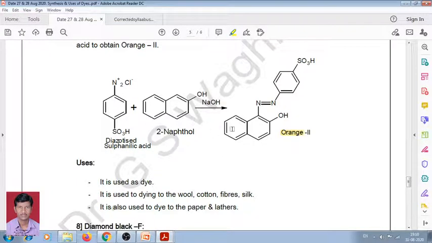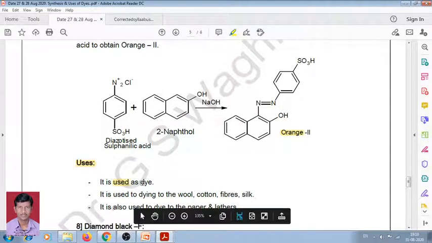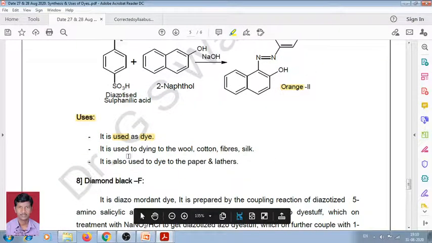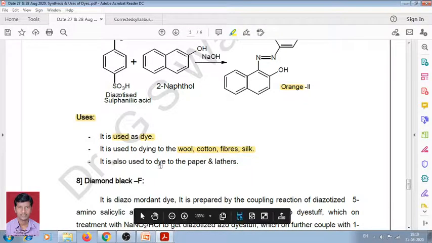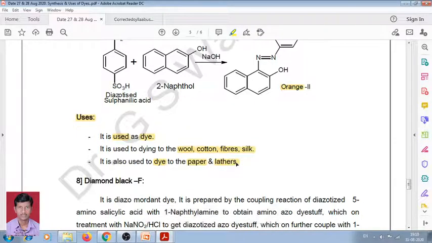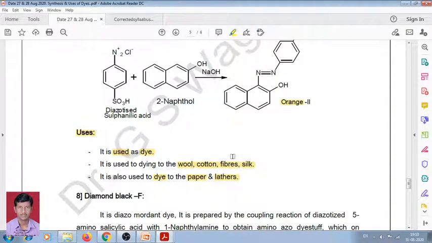Now, this diazotized sulfanilic acid treated with 2-naphthol gives orange II, and what is this orange II used for? It is used as a dye, for dyeing wool, cotton, fibers and silk. It is also used to dye paper and leather. Therefore, orange II is used as a dye.